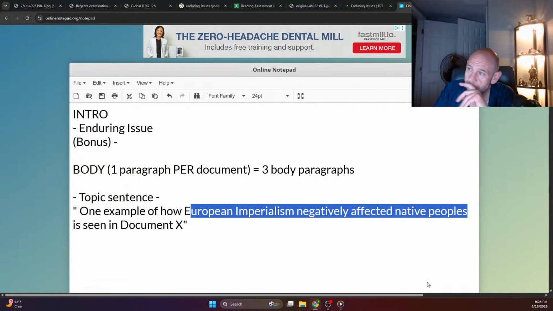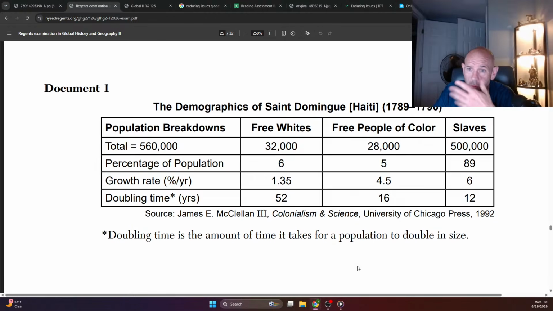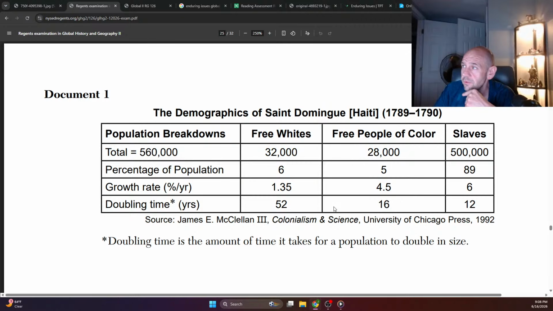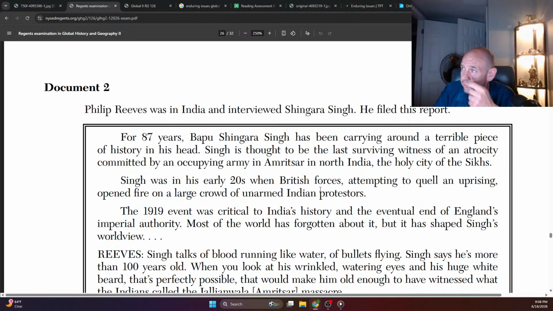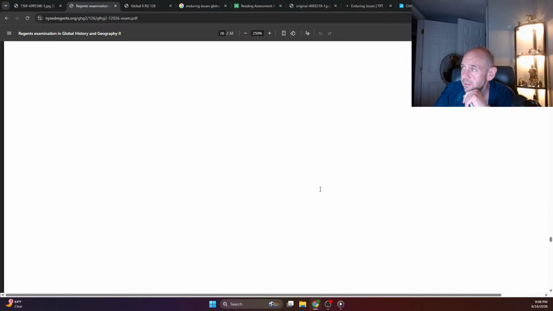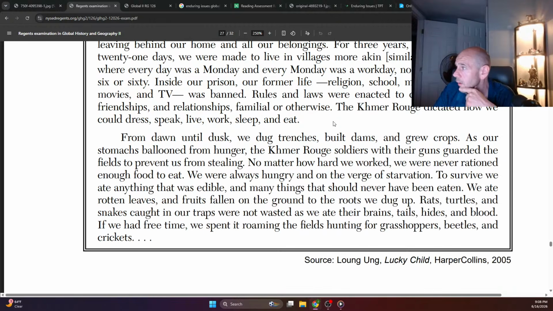Now, I picked this particular issue because if I looked at this document, this is an example of European imperialism negatively affecting natives. This one on the Amritsar massacre is European imperialism negatively affecting natives. If I go to this one, 3, it was about the Khmer Rouge.